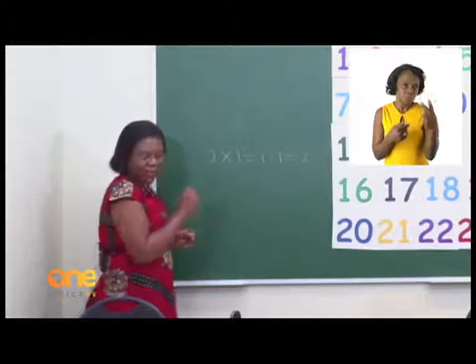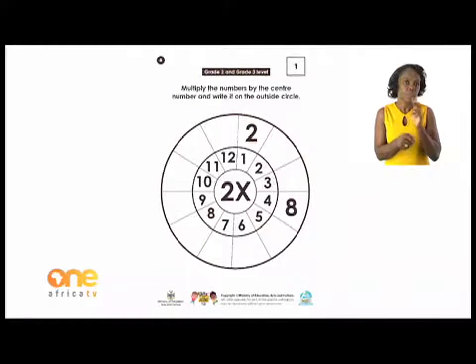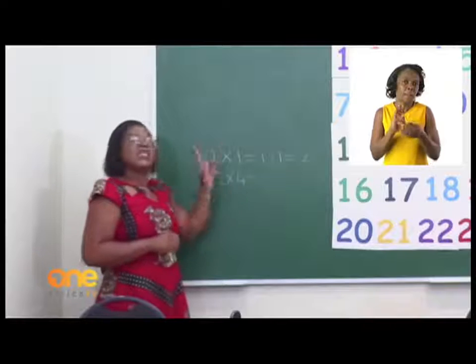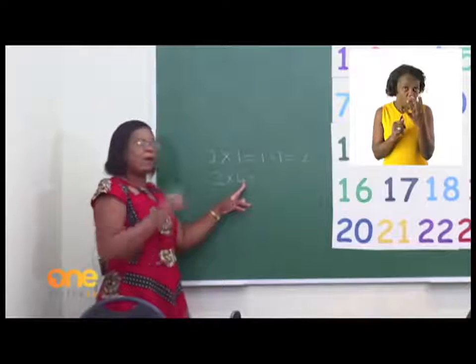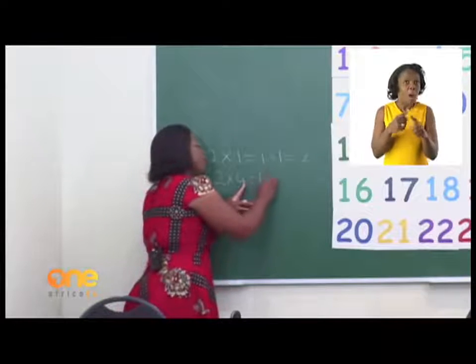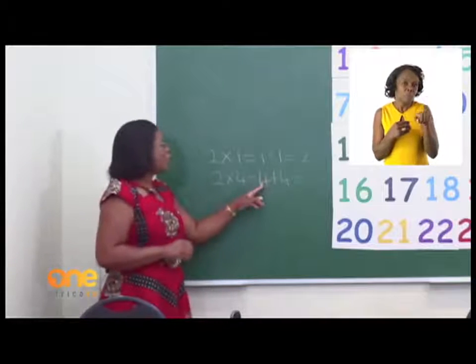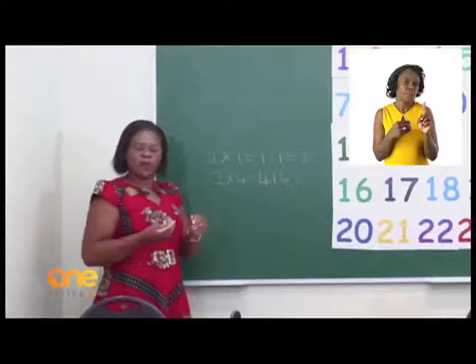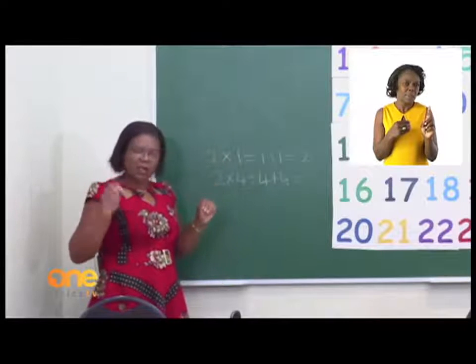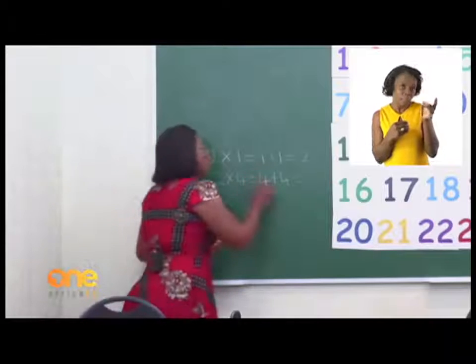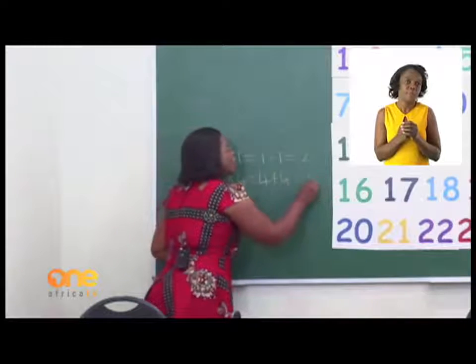Let me give you the second example. If we say 2 times 4, what will be our answer? Don't forget to repeat adding the number. 2 times the 4, meaning the 4 will be added 2 times. So 4 plus 4. What is 4 and 4? You can use your fingers or you can use your counters or the stones, whatever you get in place. 4 plus 4 is equal to 8.